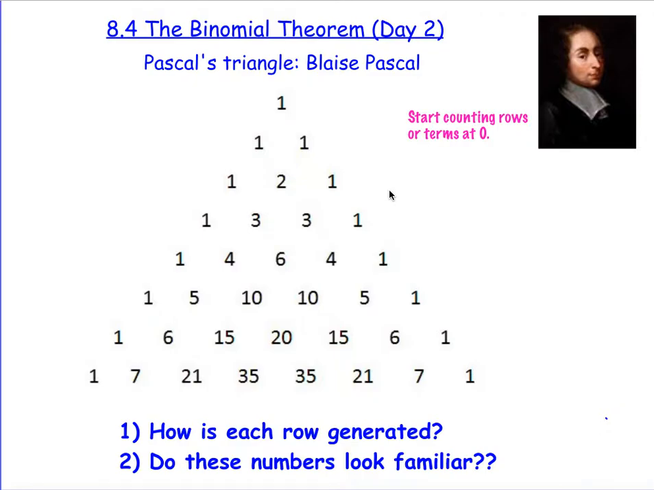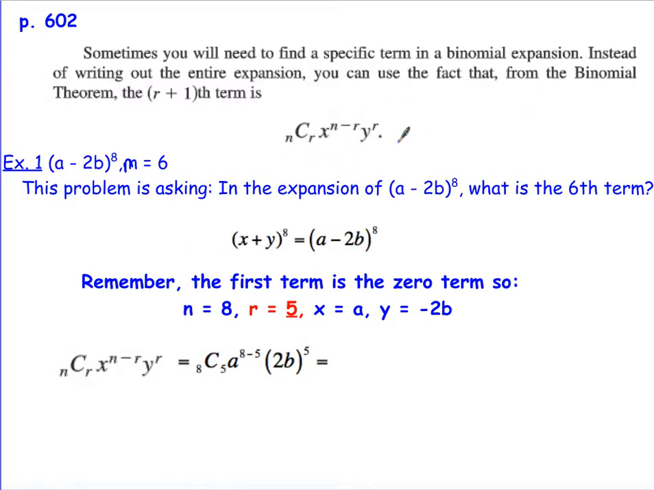And the first term is called the 0 term. So this is the 0 term in the 0 row. This is the first row, the 0 term, the first term. This is the second row, 0 term, first term, second term, and so on and so forth. And so now you know how each row is generated, and these numbers should look familiar because they are what we're going to use as the coefficients as we expand the binomials. So this is the formula we're going to use.